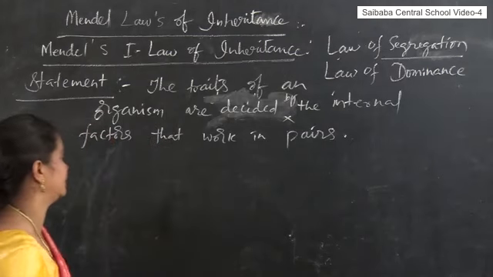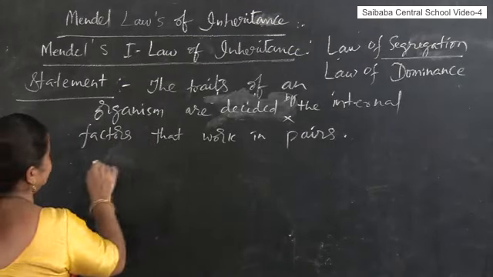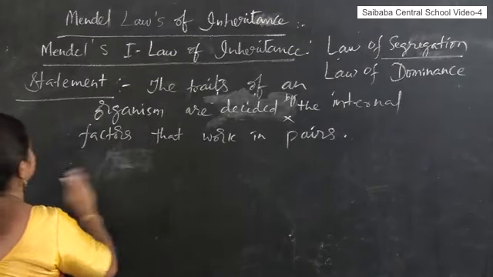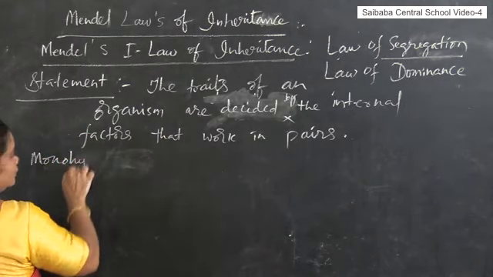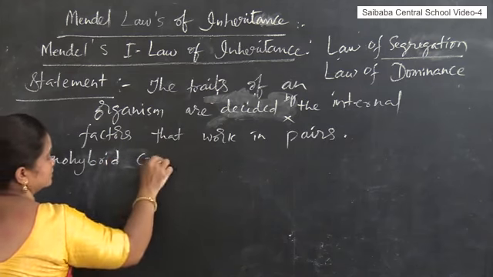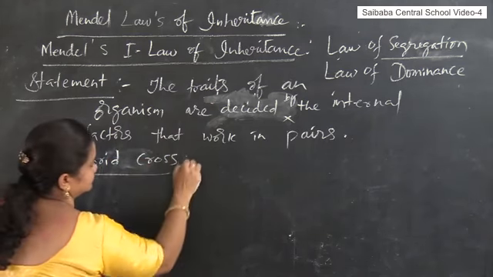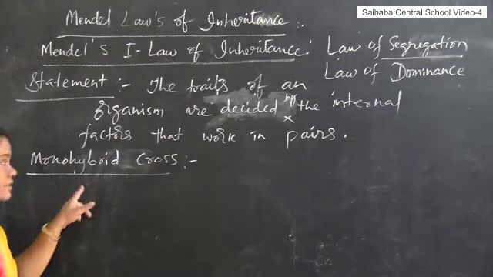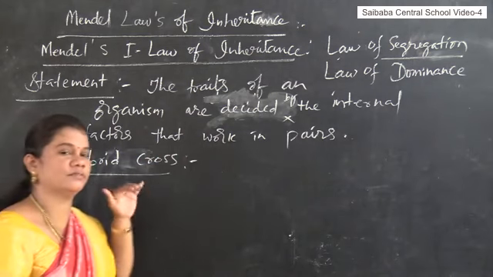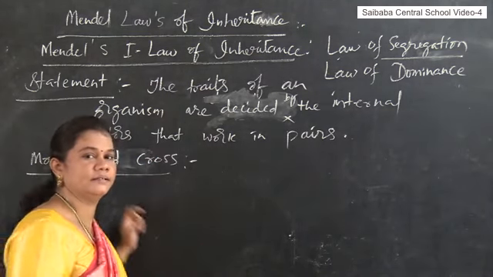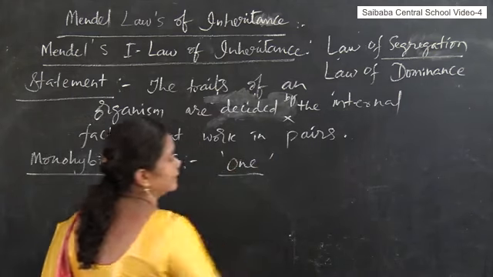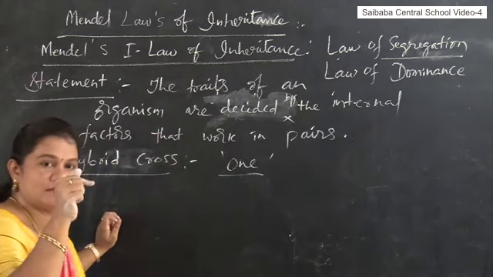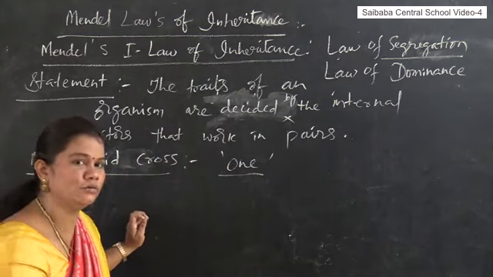So this is the statement. After the statement, he selected monohybrid cross to prove the first law. Already I have given the definition for monohybrid cross: the process of crossing between two plants having one trait. So he is going to study how one trait is being transferred from parents to offspring.